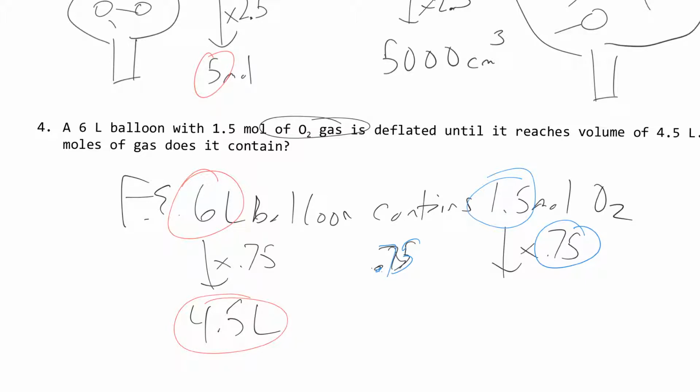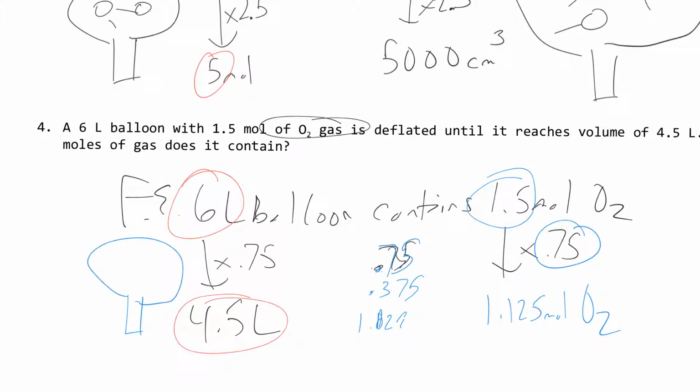So half of this would be 0.375. So we got 1.125. So about 1-ish. Oh, no, wait, that's wrong. 1.125, sorry. Moles of O2.